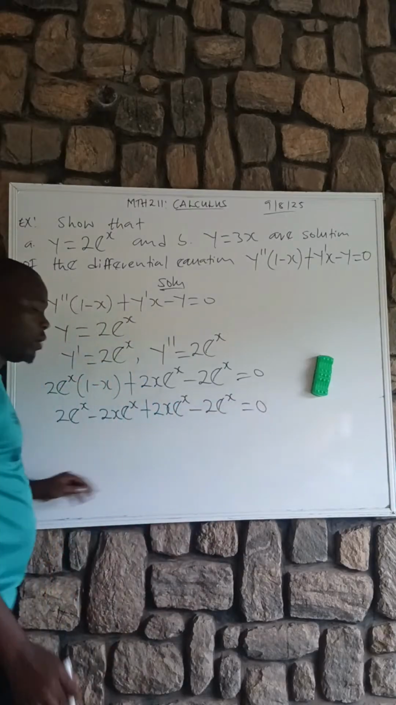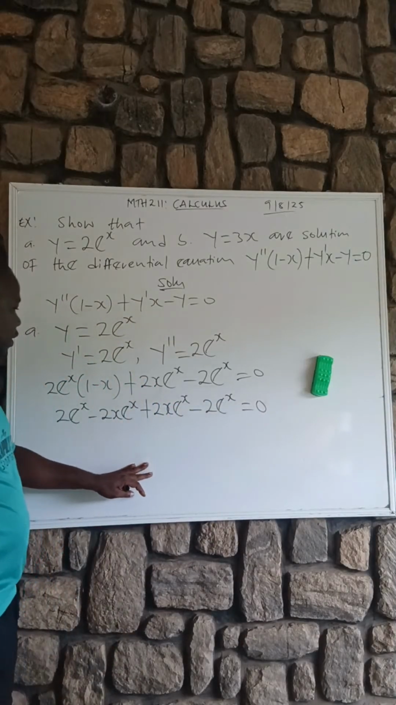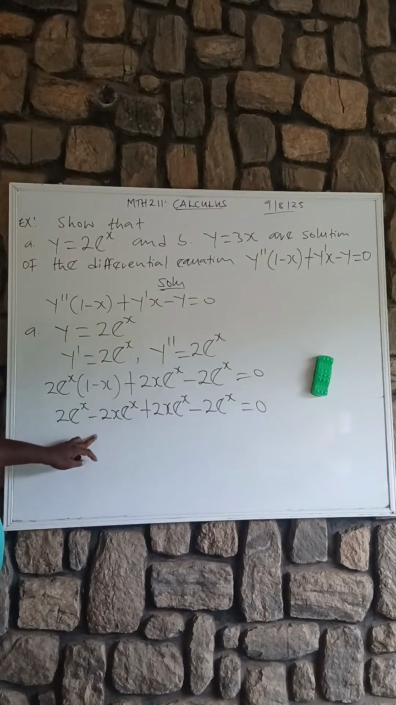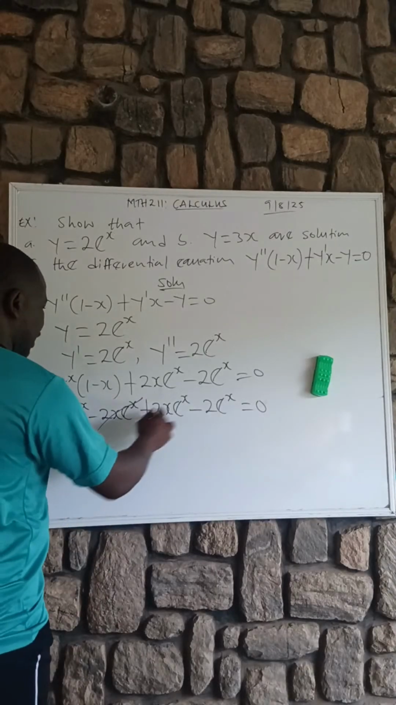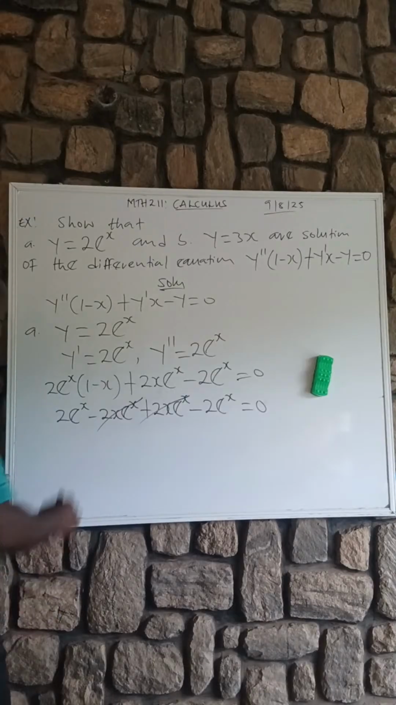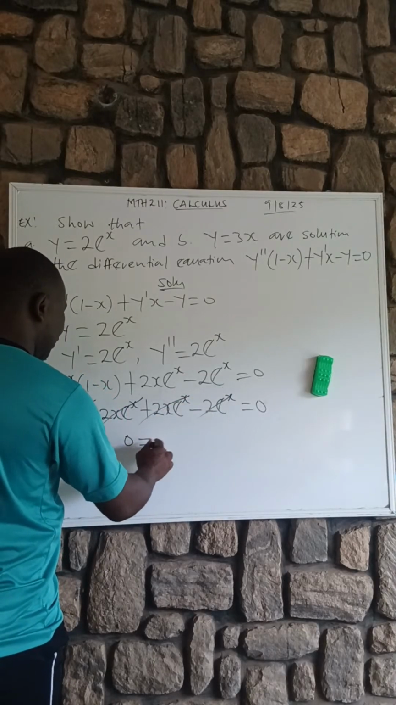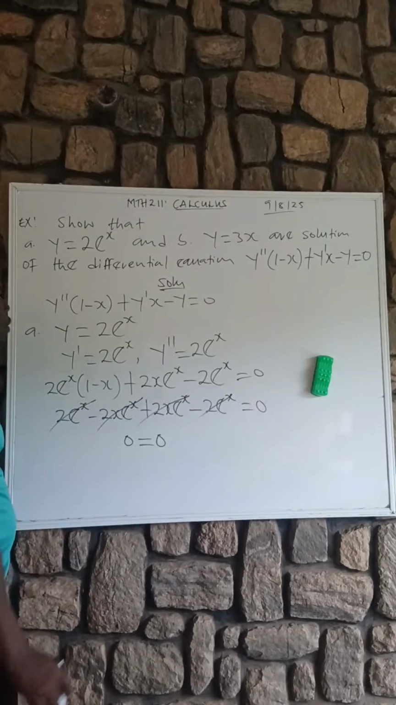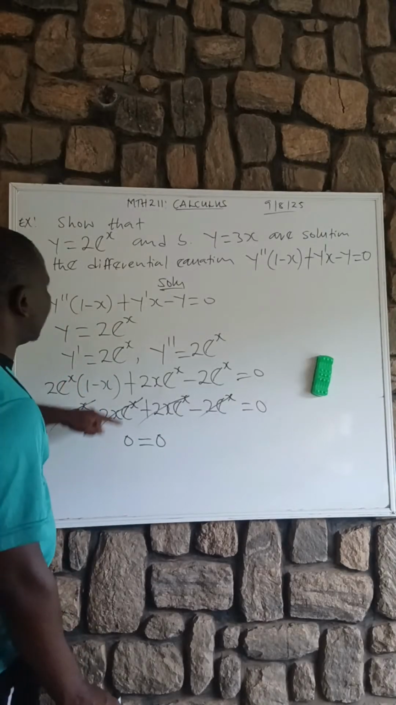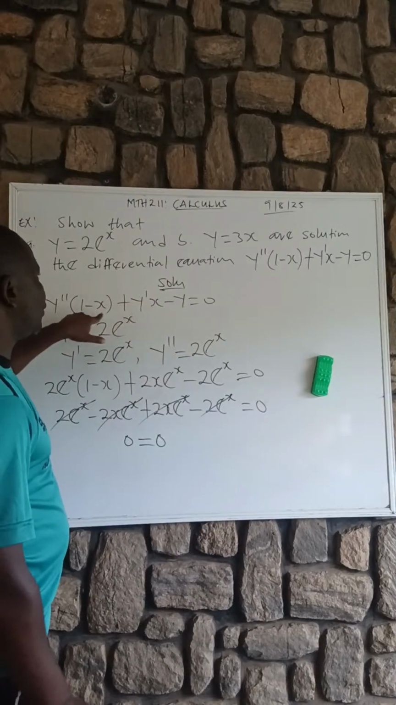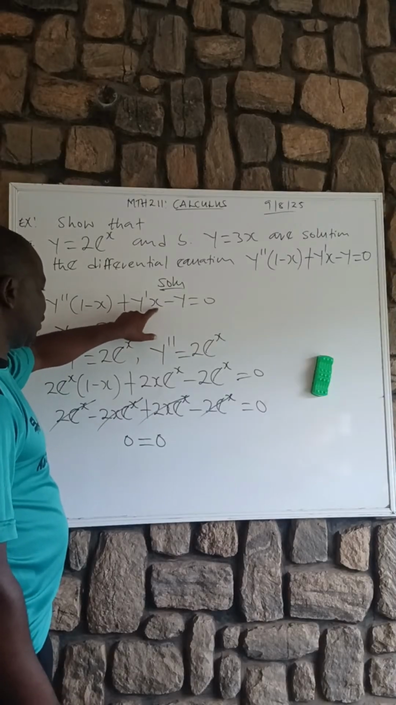Look at the board very well. If you can see what I am saying, you don't need the prophet to tell you. This and this will cancel. True or false? This and this will cancel. You can now see that 0 is equal to 0. So we conclude that this is a solution to this second order differential equation.